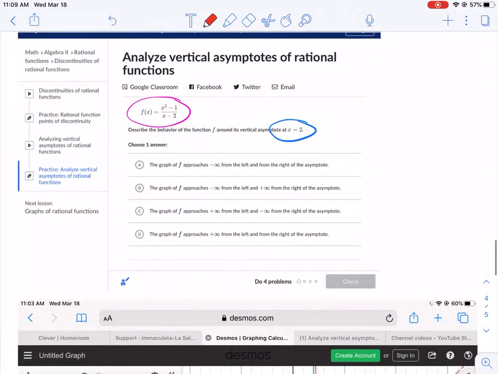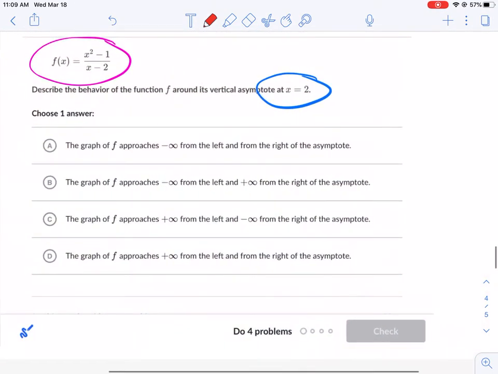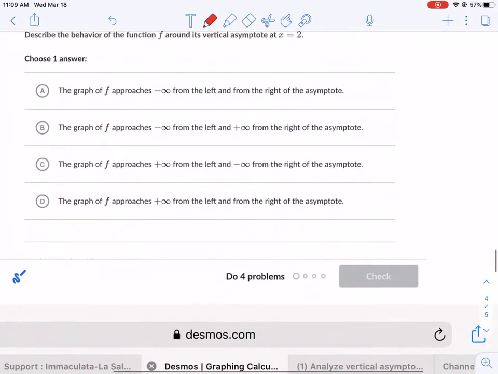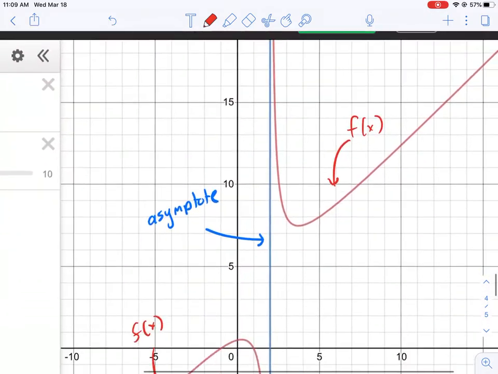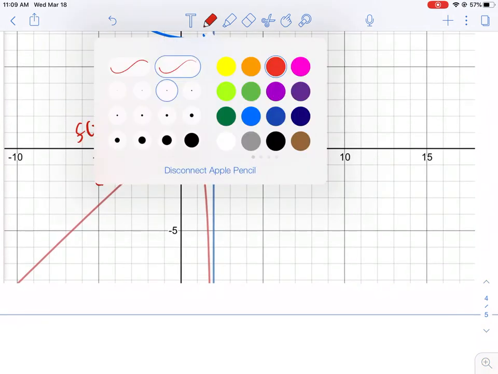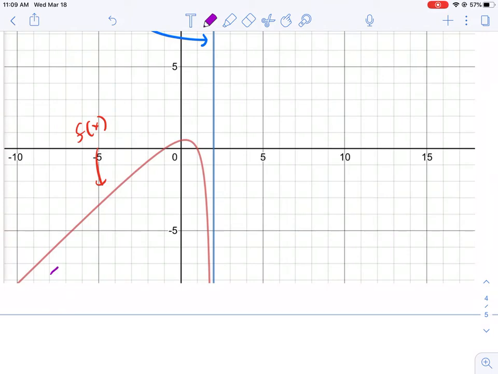All right, so let's look at the question. Describe the behavior of the function around its vertical asymptote. So the graph of f, let me erase these. The graph of f approaches negative infinity from the left and from the right of the asymptote. Okay, so if we go over to the asymptote, we're going to look at the graph of f. Does it approach negative infinity from the left? In other words, as it moves from the left direction, and it gets really, really close, you can kind of ignore this part. As it gets really, really close to the asymptote, in what direction does it go?